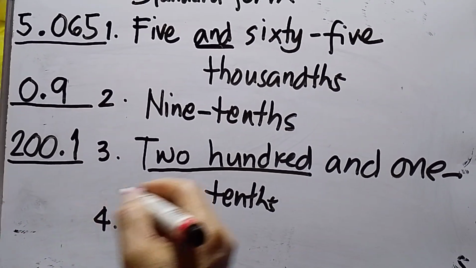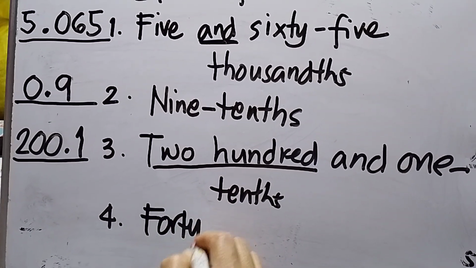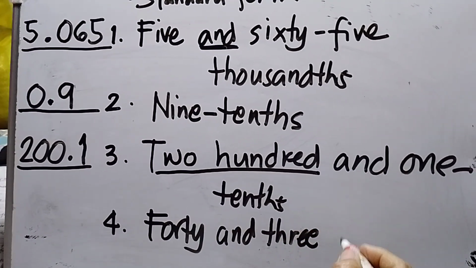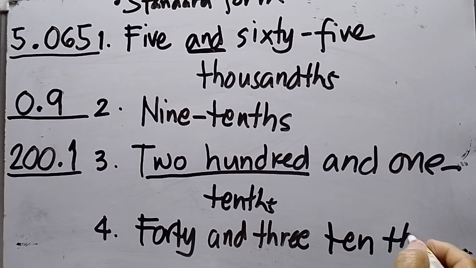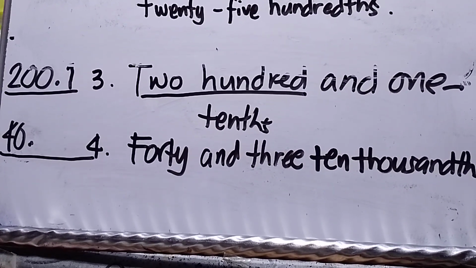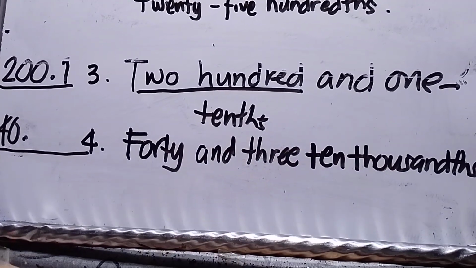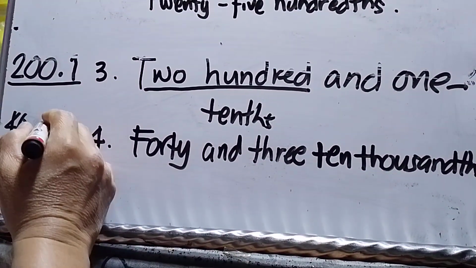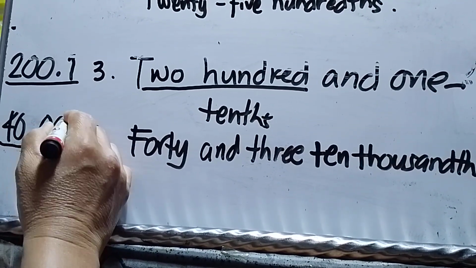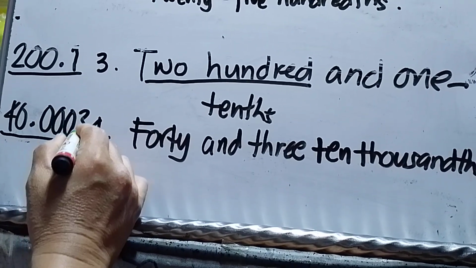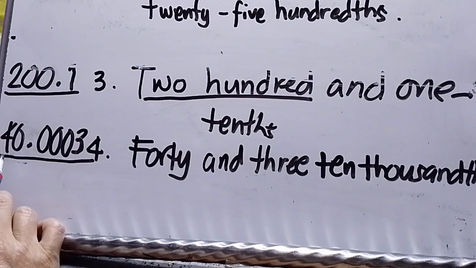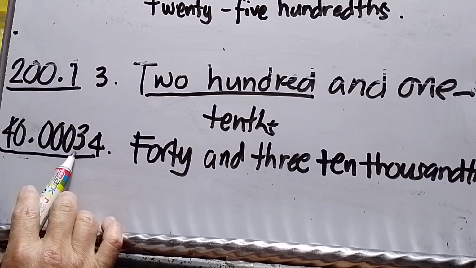Number 4: 40 and 3 ten-thousandths. So this will be 40.0003, with the places tenths, hundredths, thousandths, ten-thousandths. If I read this in word form, 40 and 3 ten-thousandths. So that is number 4.